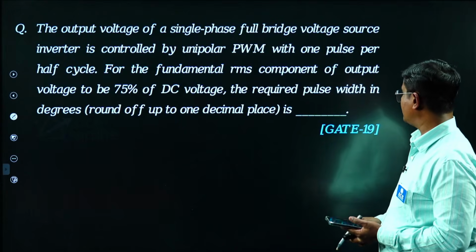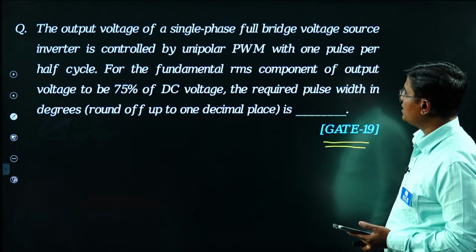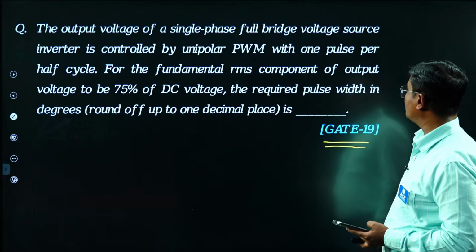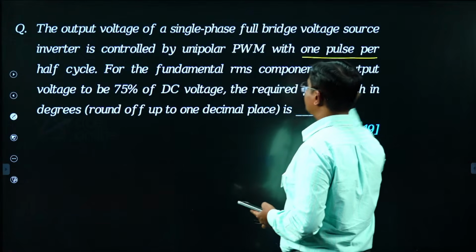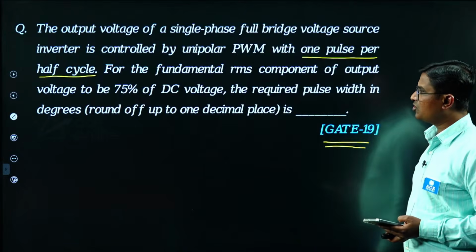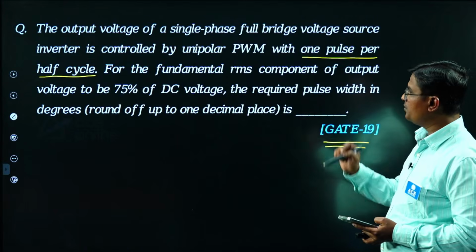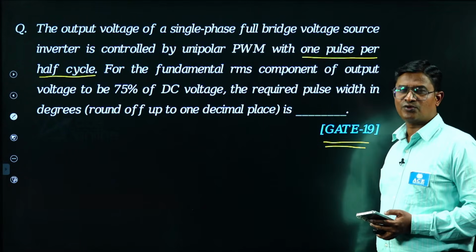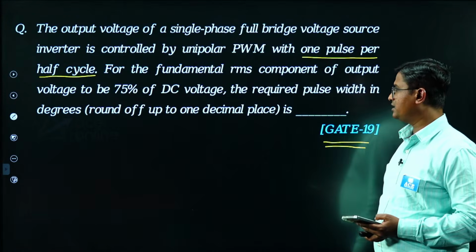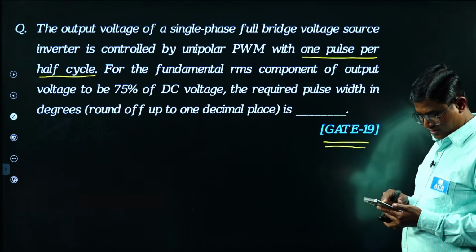Let us discuss this question, which is from GATE 2019. The output voltage of a single phase full bridge voltage source inverter is controlled by unipolar PWM with 1 pulse per half cycle. 1 pulse per half cycle means it is single PWM. For the fundamental RMS component of output voltage, V01 RMS, to be 75% of the DC voltage, the required pulse width in degrees is, will you try? Please check once and try to simplify this question.